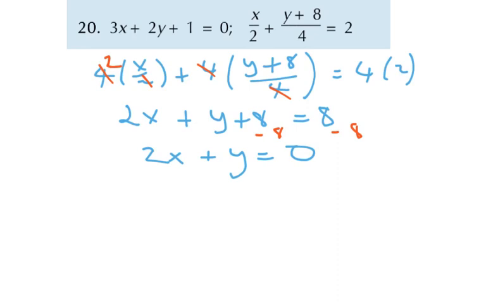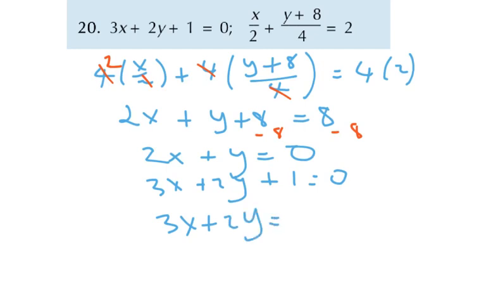Now let's look at the other equation, bring it down. This is this one here, 3x plus 2y plus 1 is equal to 0. Well, the first thing I'm going to do is move this plus 1 onto the far side to get it to be in the same form as this. So I'm going to rewrite it as 3x plus 2y is equal to minus 1. So there's my two equations, here and here.